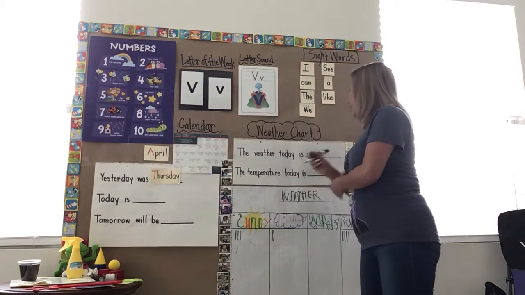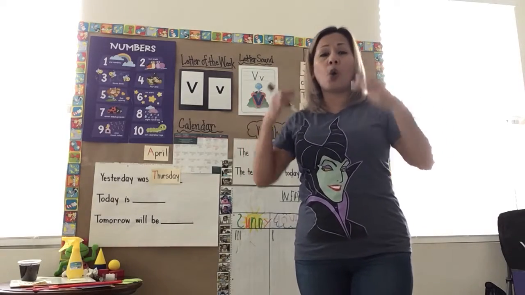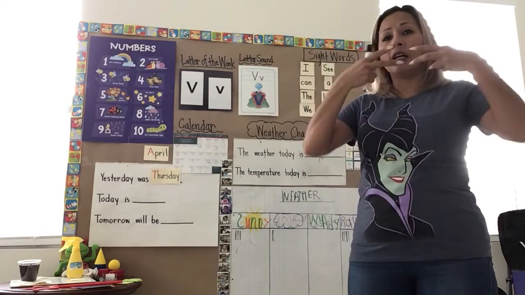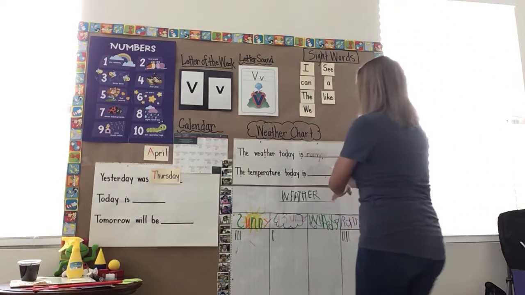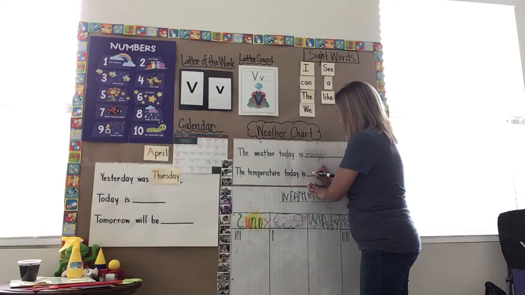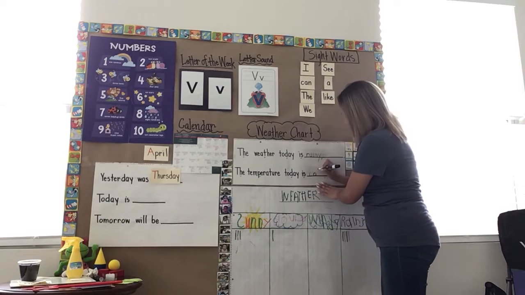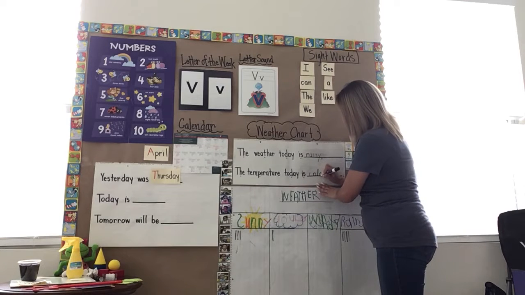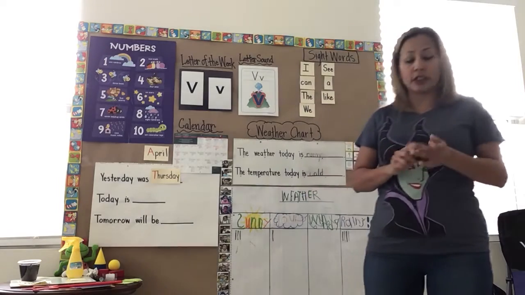And the temperature today, boys and girls, it is cold. What letter makes the sound? C. Let's make the letter C for cold. First letter is C. Oops. Next letter is O. Then an L and a D. The temperature today is cold.